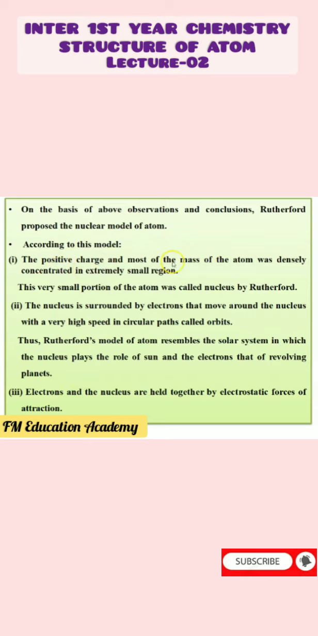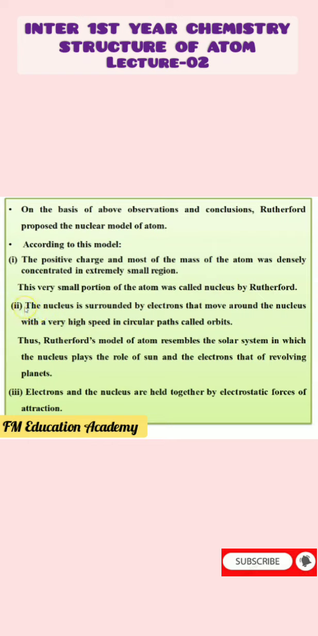Positive charge and most of the mass of the atom was densely concentrated in an extremely small region. This very small portion of the atom was called the nucleus by Rutherford. So who named the term nucleus in the center of the atom? Rutherford. He got to know that the positive charge is located in a small region, densely concentrated in one small region, and that he called the nucleus.